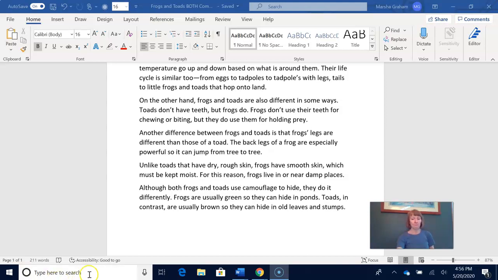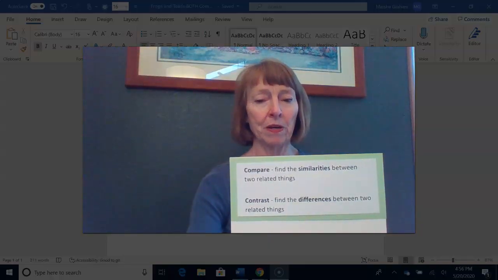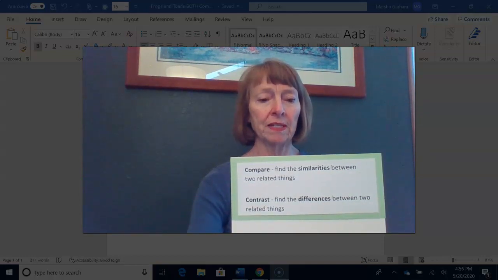Remember, compare means find the similarities between two related things. Contrast means find the differences between two related things.